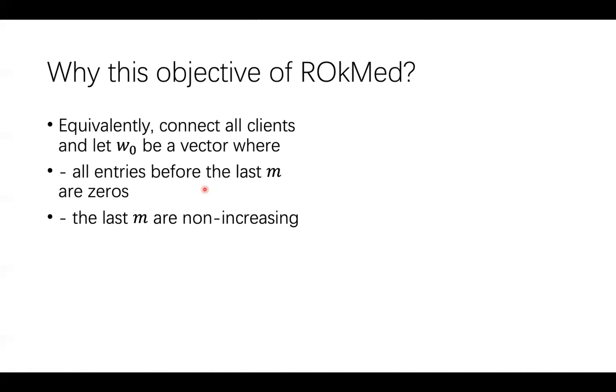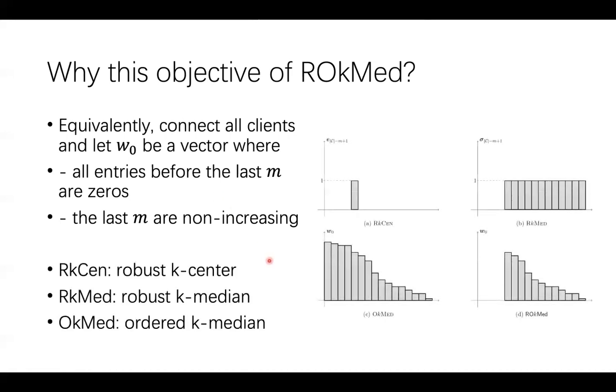So by phrasing the objective in this way, we can directly compare the problem of a robust ordered k-median with some previously studied problems, for example, robust k-center, robust k-median, and ordered k-median. I won't go into the precise definitions of these problems here, but we can visualize the connections and differences between their objectives using the figures on the right.